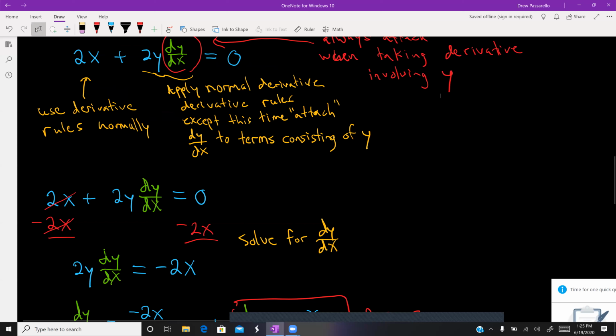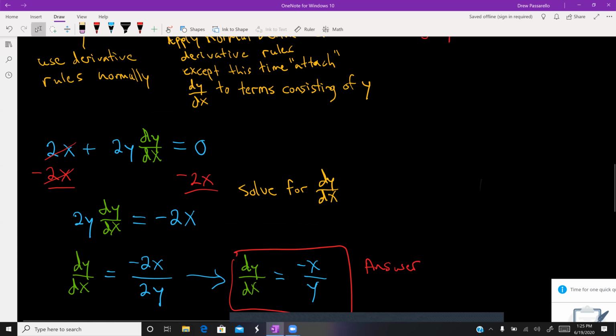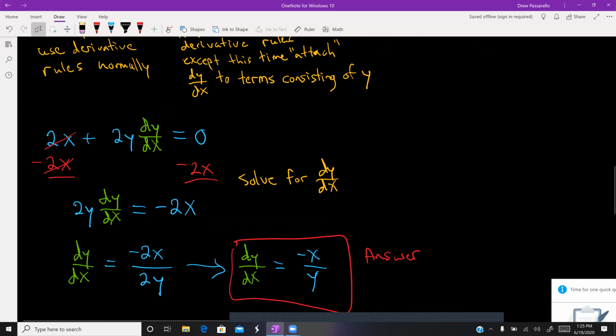To get dy/dx by itself, I have to divide by 2y. That's what I did. I divided both sides by 2y, and then you have dy/dx equal to negative 2x divided by 2y. And then I just divided the 2's out to get negative x over y. This is going to be my answer. Again, the dy/dx is going to be by itself on the left side, and you're going to have some expression involving x and y on the right side. And that's how you do implicit differentiation.